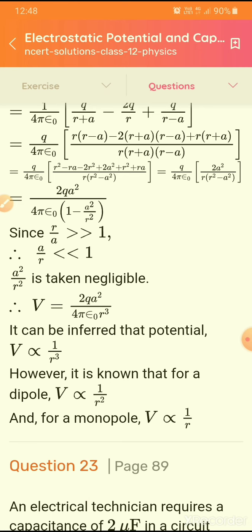It can be inferred that potential V is proportional to 1 by r cube for a quadrupole. If it is a dipole, V is proportional to 1 by r squared, and for a monopole, V is proportional to 1 by r.